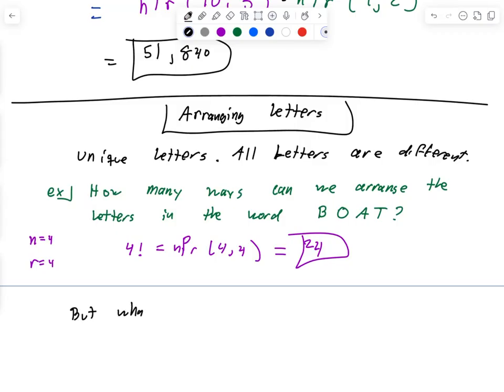But what happens when there are repeated letters?